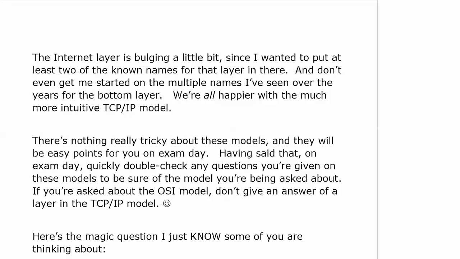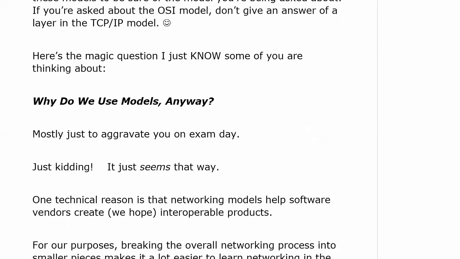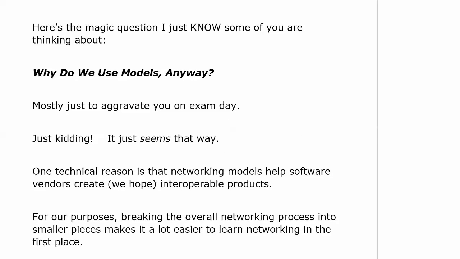Now, one more question that I know some of you are thinking about at least one point in this part of the course: why do we use these things anyway? And it's not really to aggravate you on exam day, although it may seem that way. Now, one technical reason is that networking models help software vendors create what we hope are interoperable products. And that doesn't always happen, but it usually does. But that's not something that really impacts us immediately. Now, since we're the people who may be putting that software in, it impacts us then.